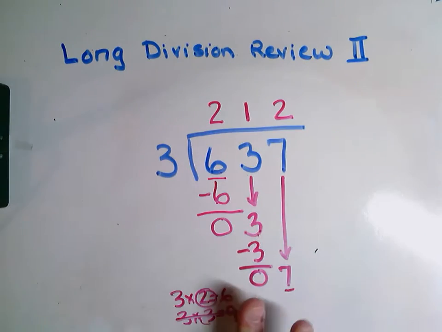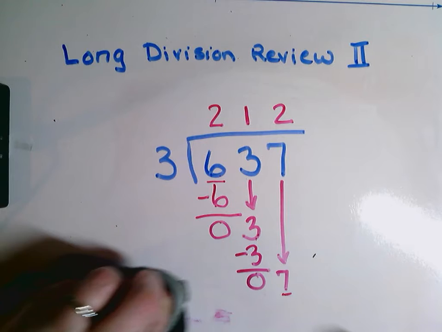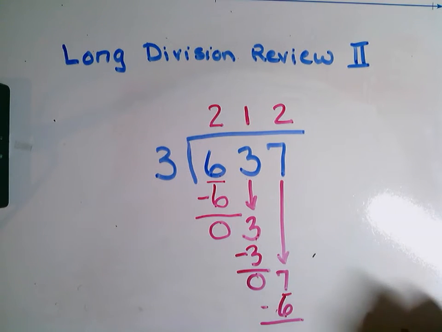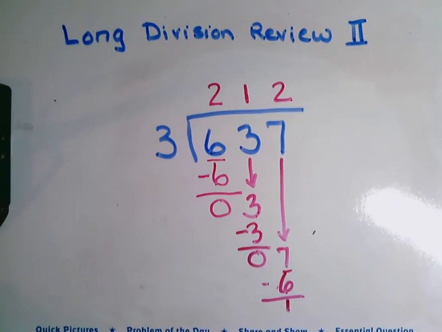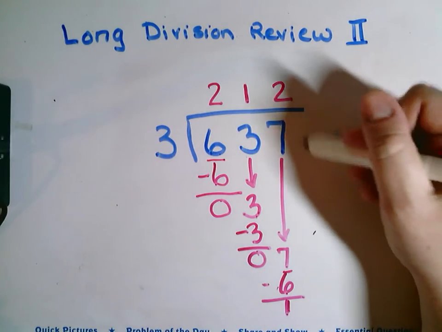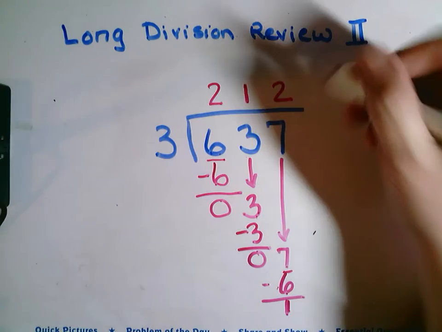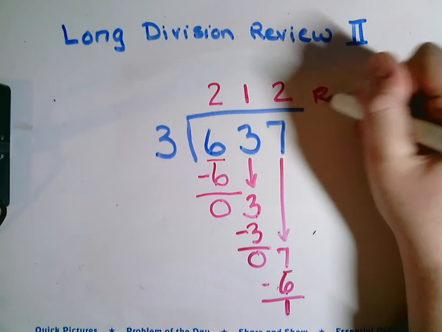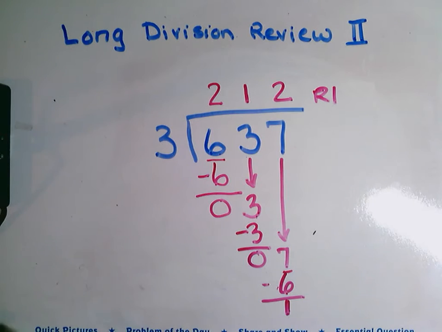2 times 3 is 6. Put my 6 at the bottom. I'm going to subtract. Well, here I have 1 left over. I have 1 left over, and I don't have any other numbers up here to bring down. So I can write this as 202 remainder 1. I have 1 left over. I can make 202 equal groups, and I would have one item left over.